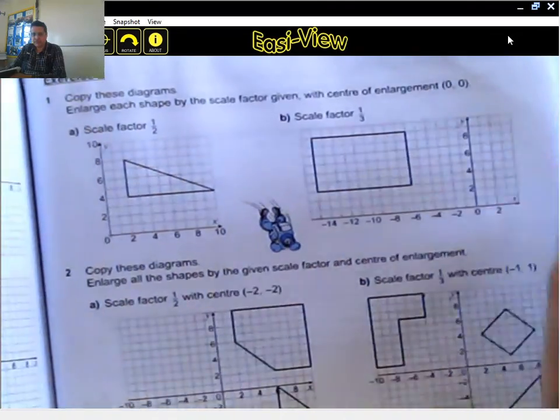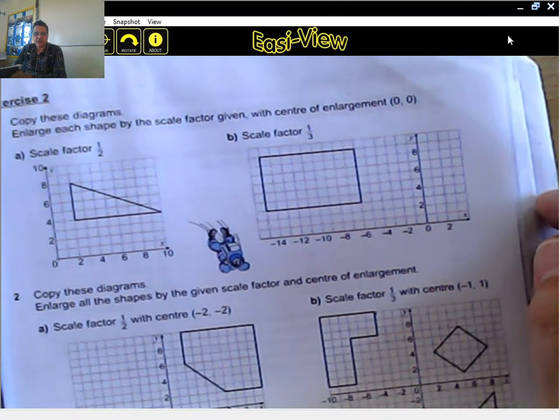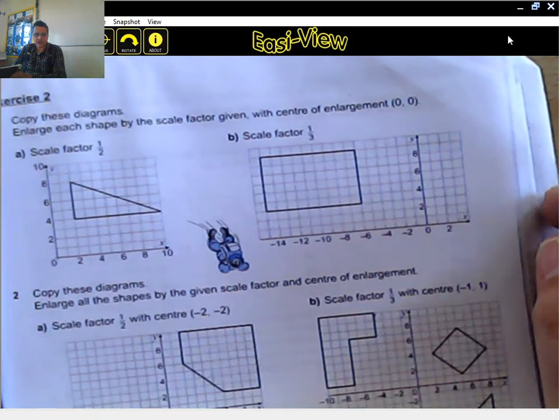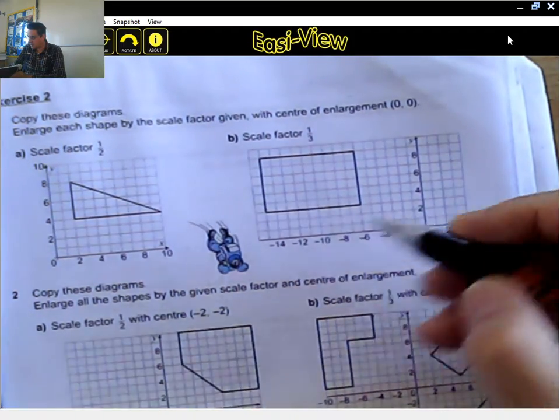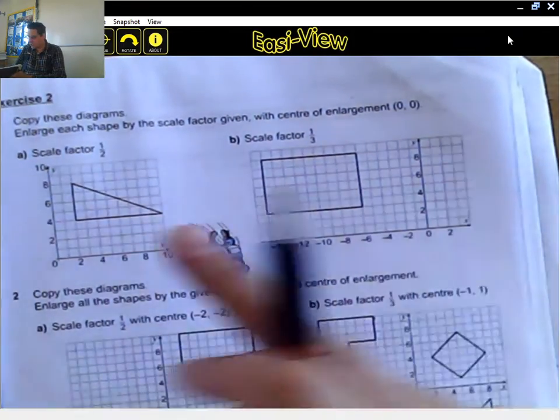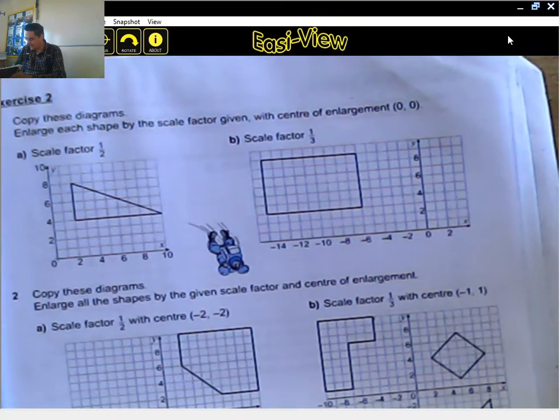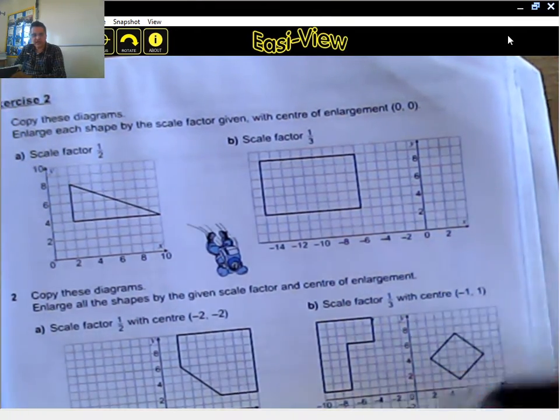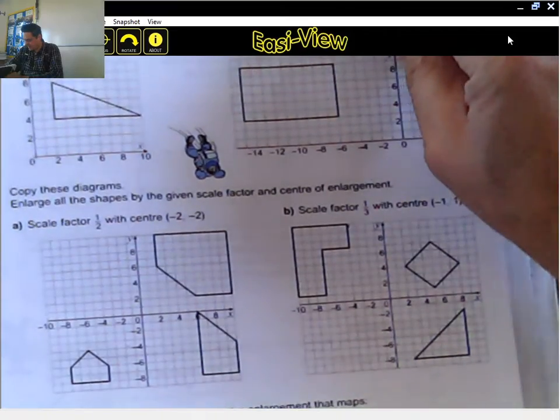Okay, this one, enlarged by a scale factor of 1/3. This will shrink to 1/3 the size, and the centre, of course, is 0, 0, as it says for this question. So question 1's worth doing. Let's say question 2, we can leave that out just to speed life up a little bit.